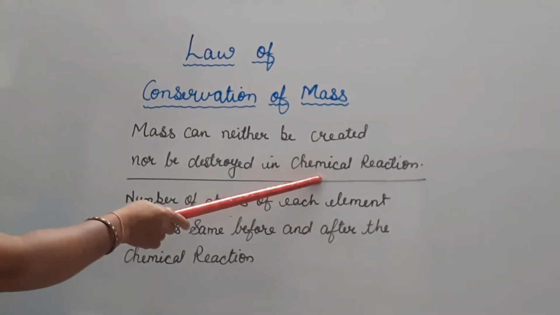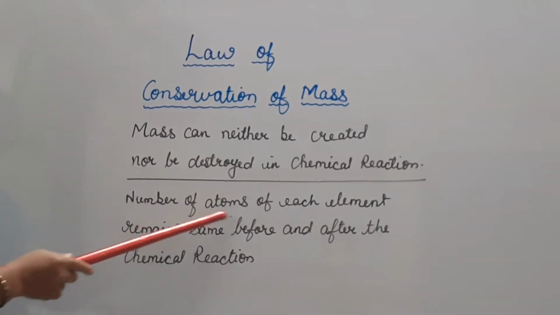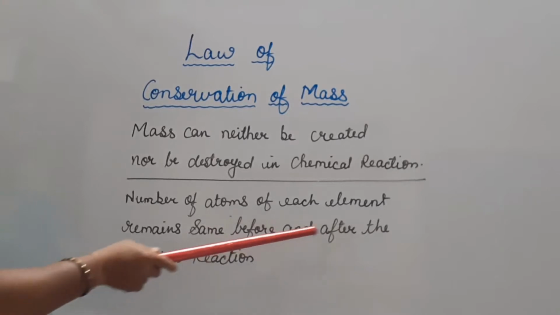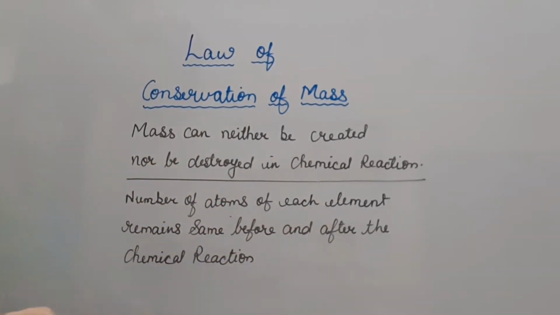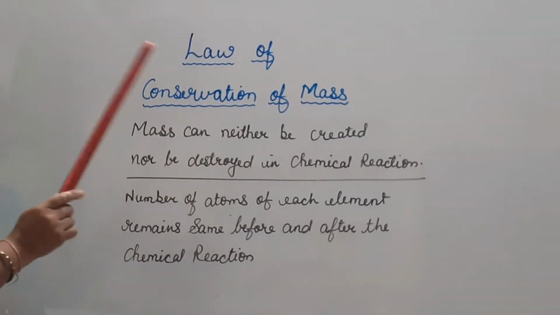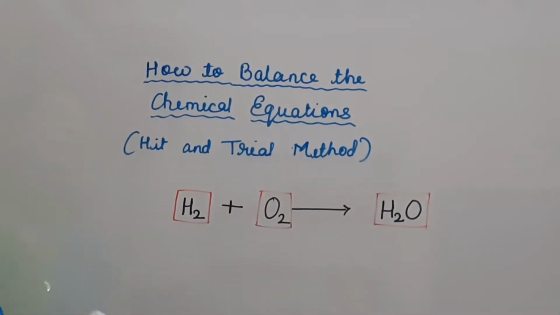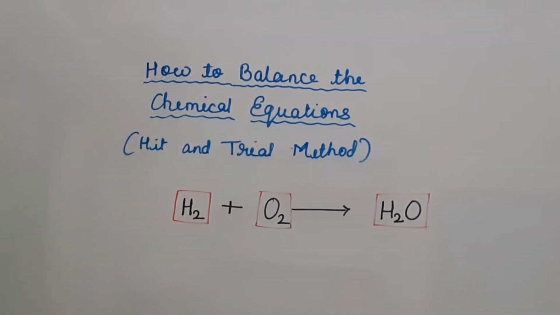So what actually is the meaning of this? It says the number of atoms of each element remains the same before and after the chemical reaction. So based on this, each and every chemical equation is balanced. Now let us see how to balance the chemical equations based on the law of conservation of mass.